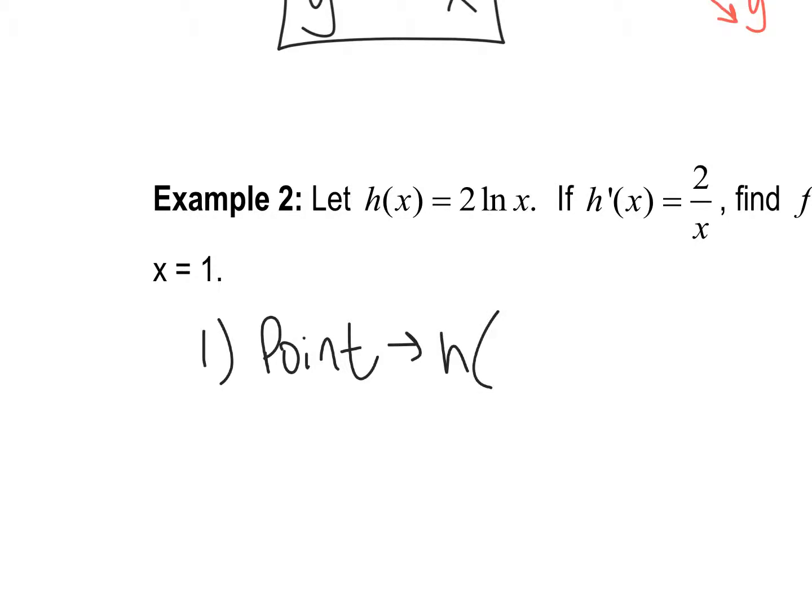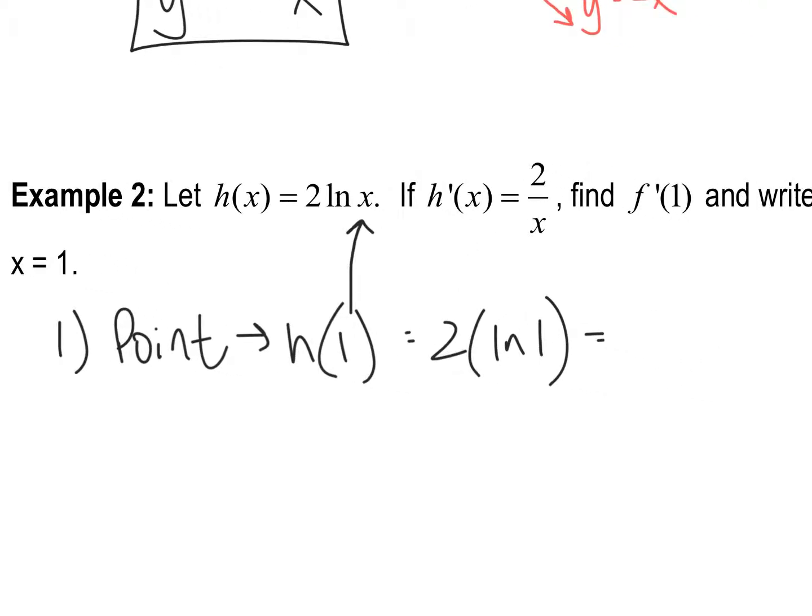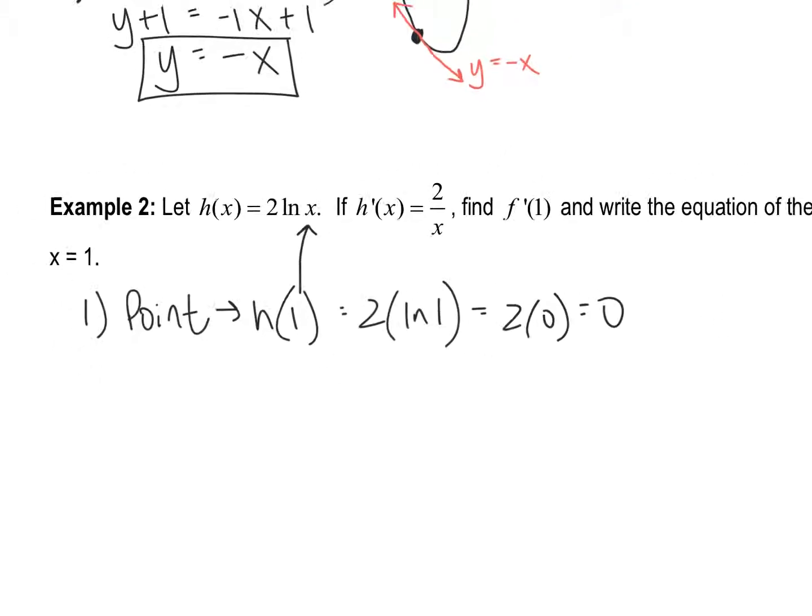And it's h of 1 is what they want me to plug in. So I'm plugging in the 1 right there. 2 ln of 1, type that in your calculator, or remember from algebra 2 that you can log 1, it's just 0, so 2 times 0 equals 0. That's the y value. Remember, that gives you the point. When you plug in 1, you get 0. So this is the point that I'm going to use in my point slope formula.